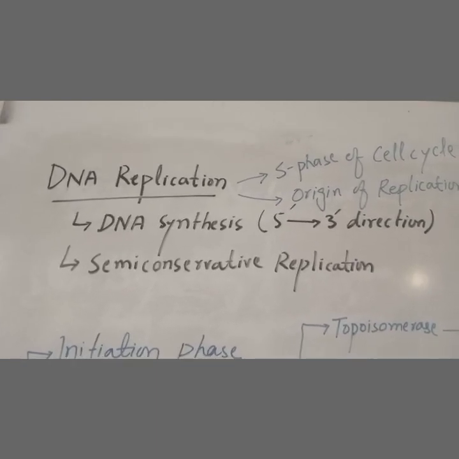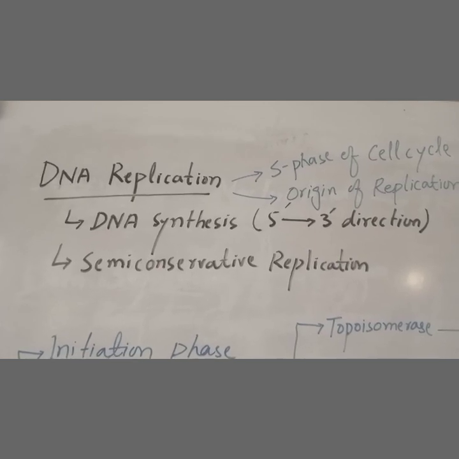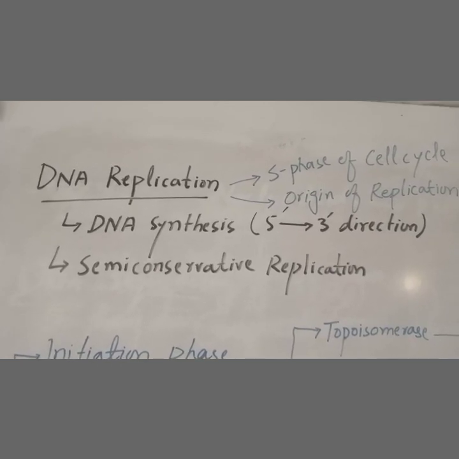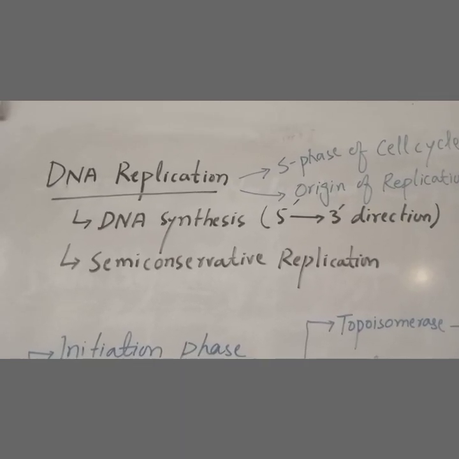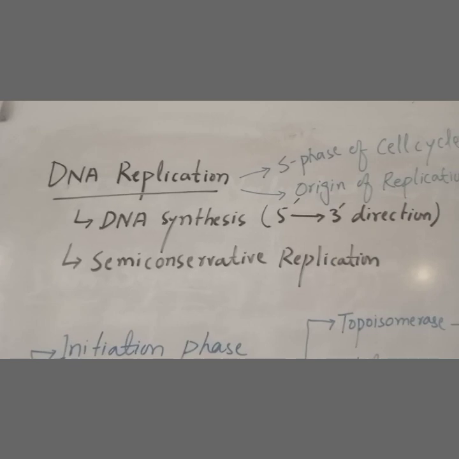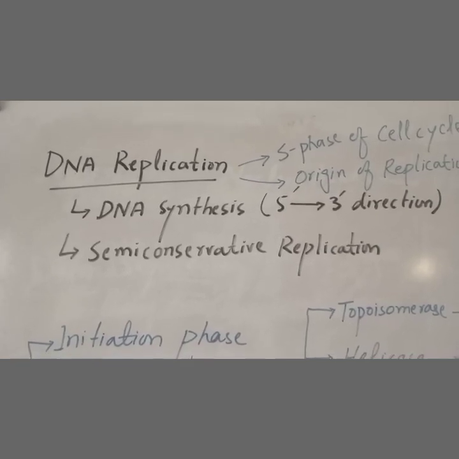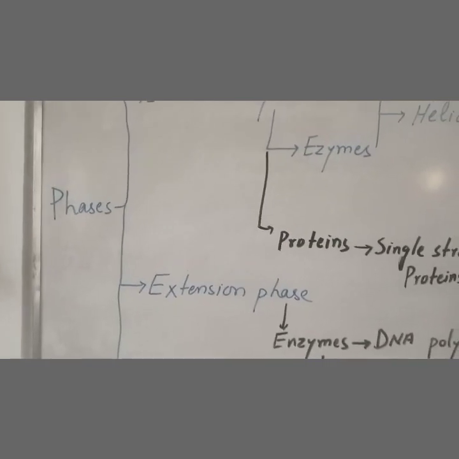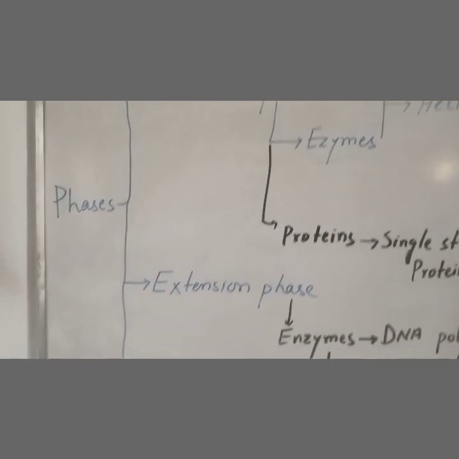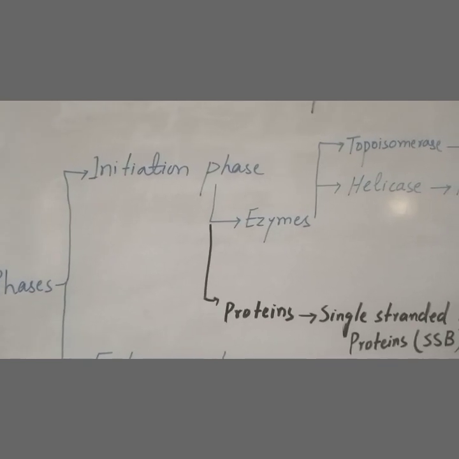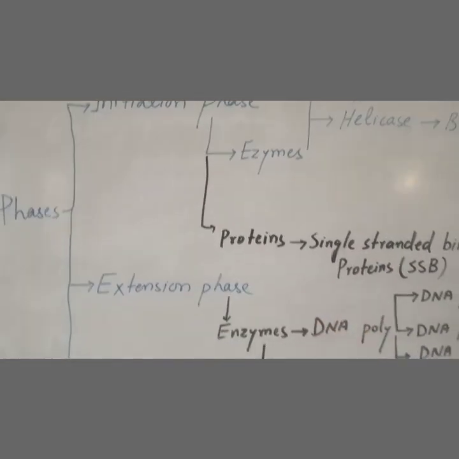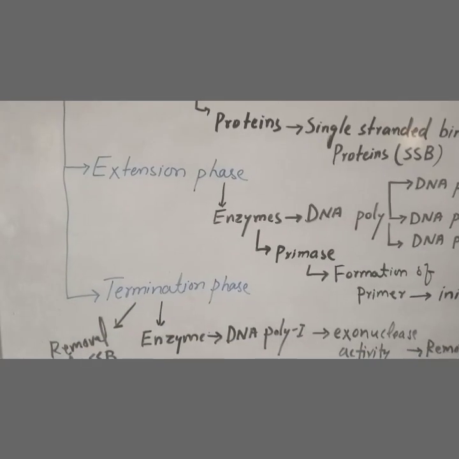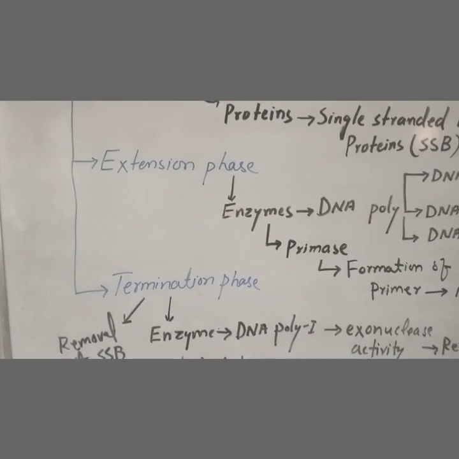These are sequences of nucleotides consisting of adenine and thymine. Synthesis of DNA takes place in the 5' to 3' direction. For the synthesis of DNA, 3 phases are involved: the initiation phase, extension phase, and termination phase.